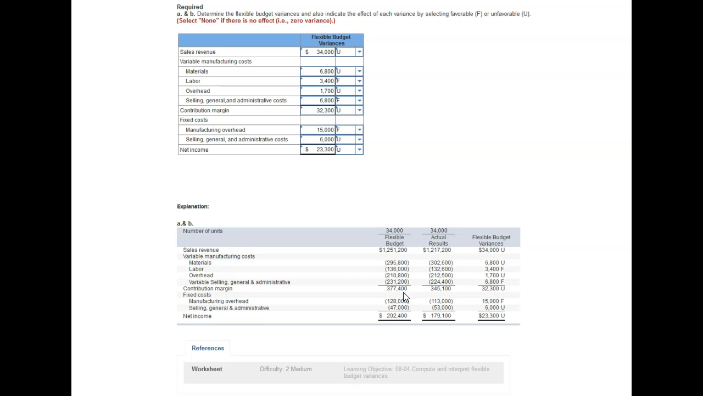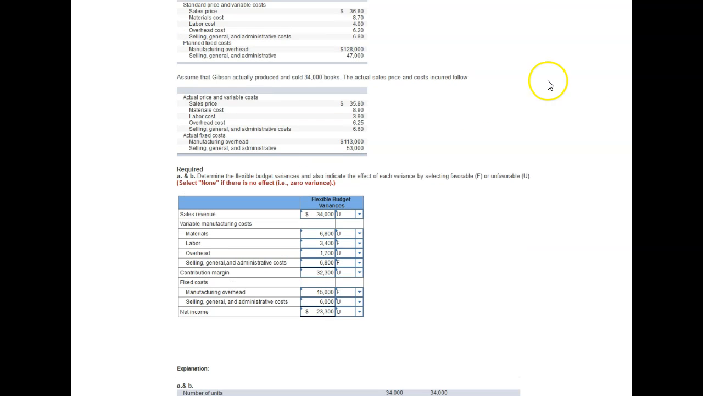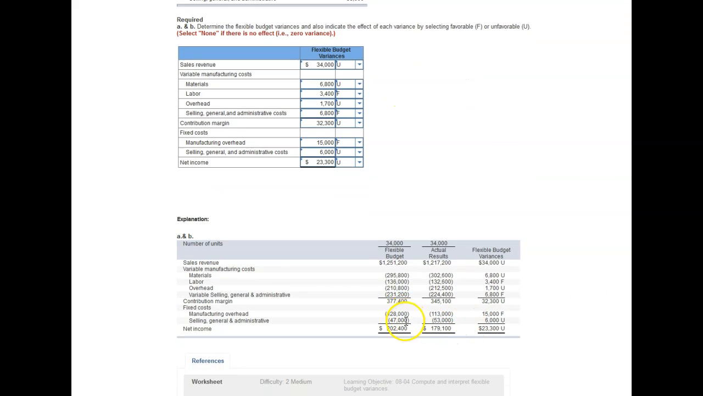Your sales revenue minus variable cost. Fixed cost, they give us that directly right here. Fixed cost at any level, the budget would have been these numbers. The variable cost totals will change. The fixed costs stay the same for budgeted levels and for the budgets. Drop those numbers in. Subtract. Net income then should have been $202,400 that we would have budgeted at this level of 34,000.